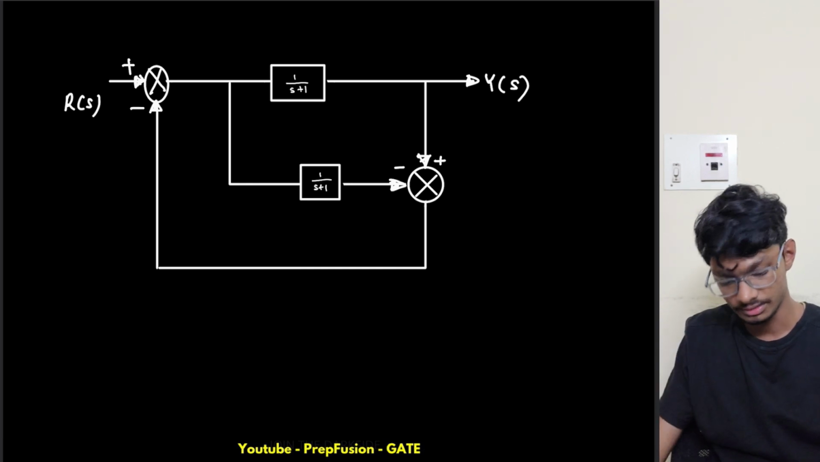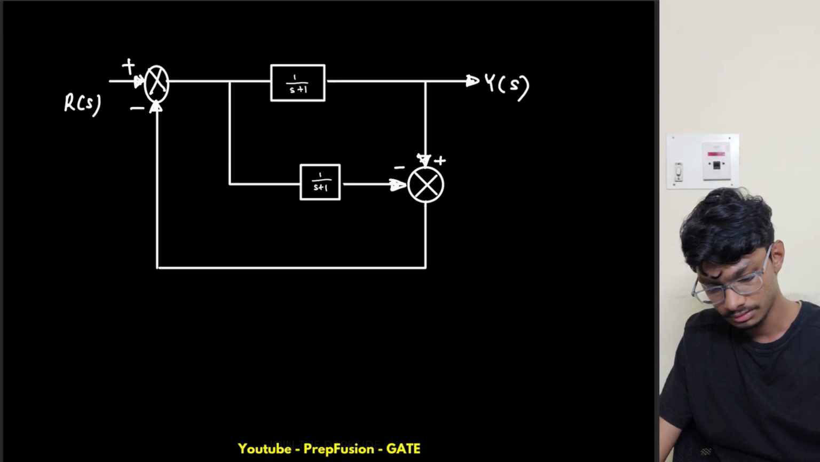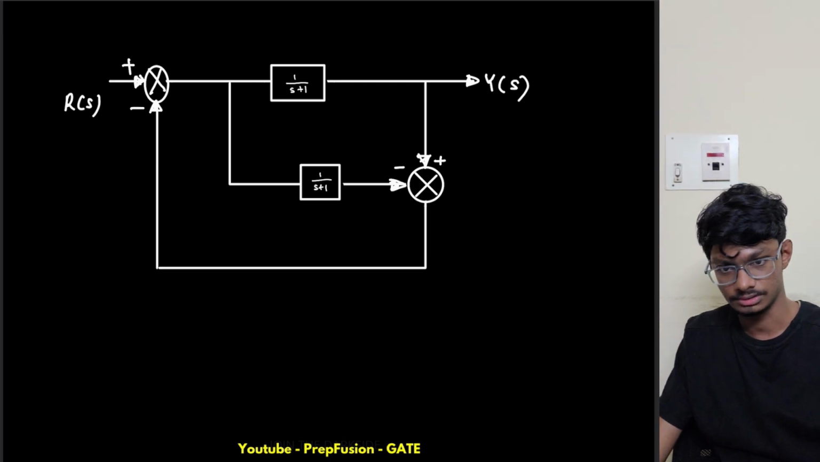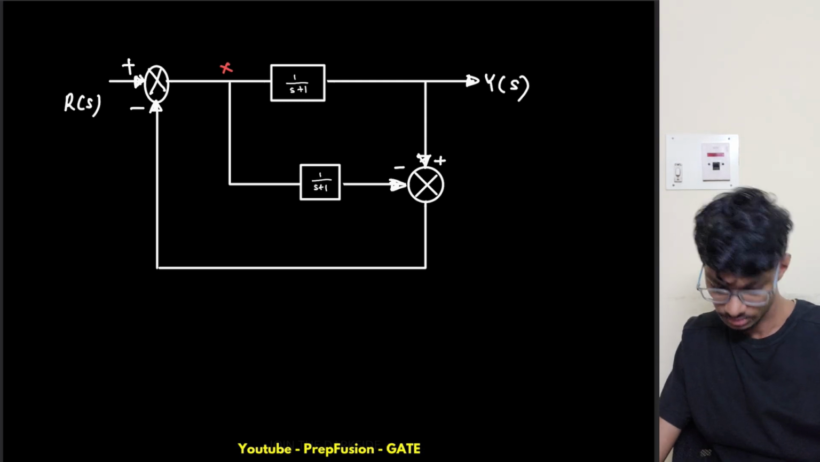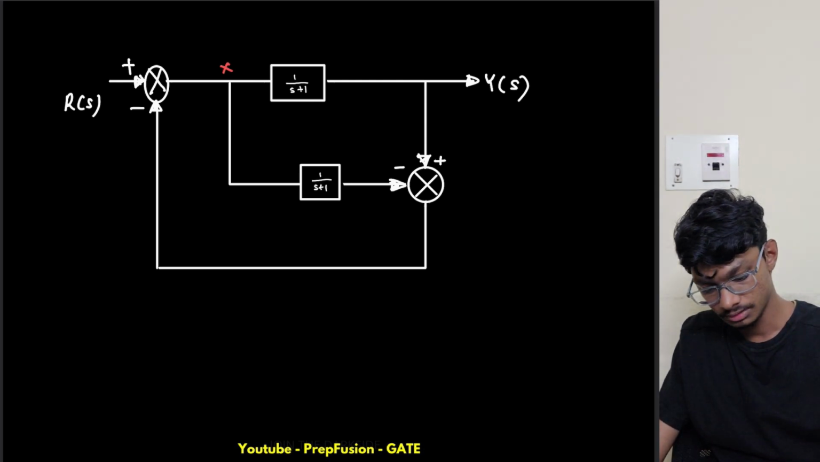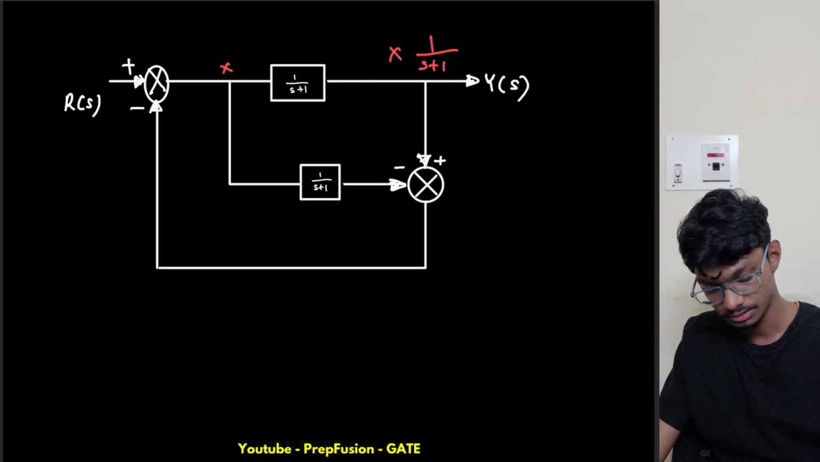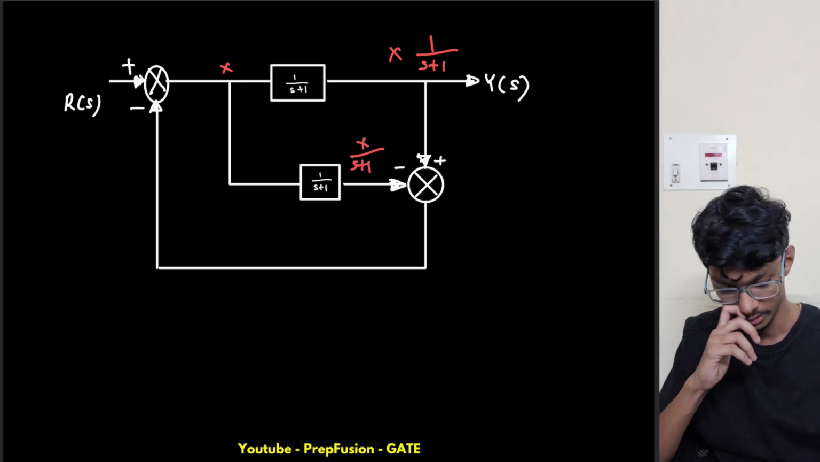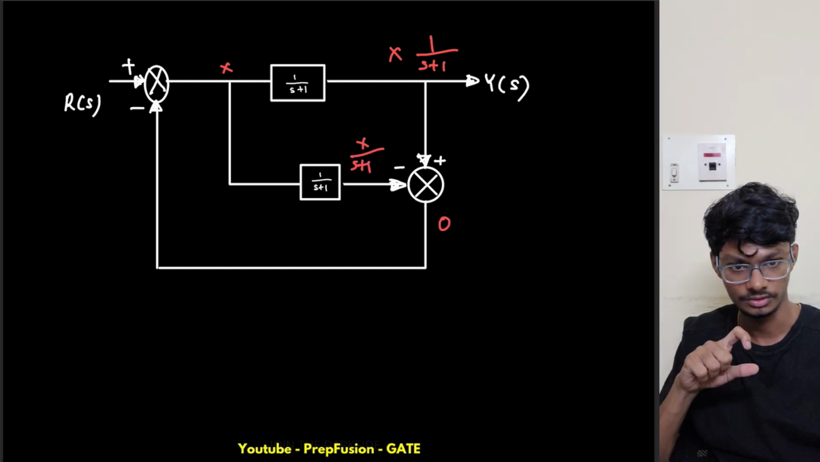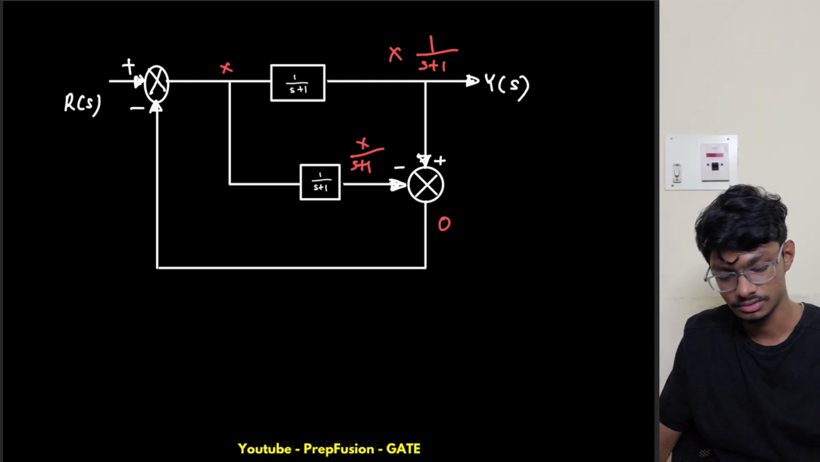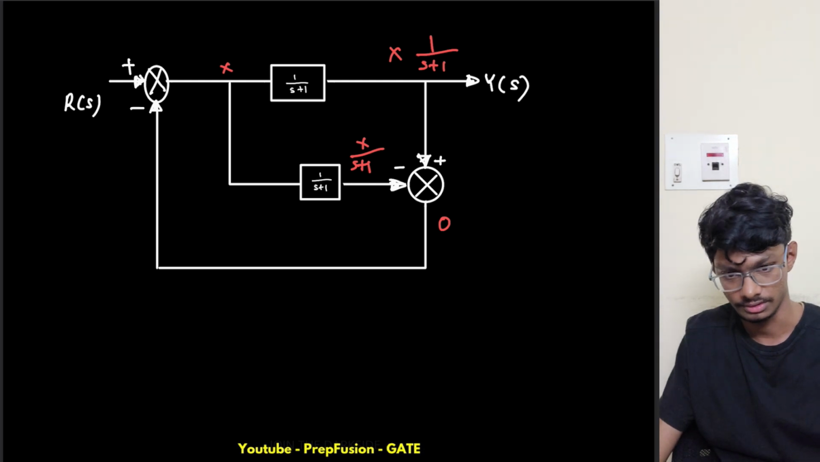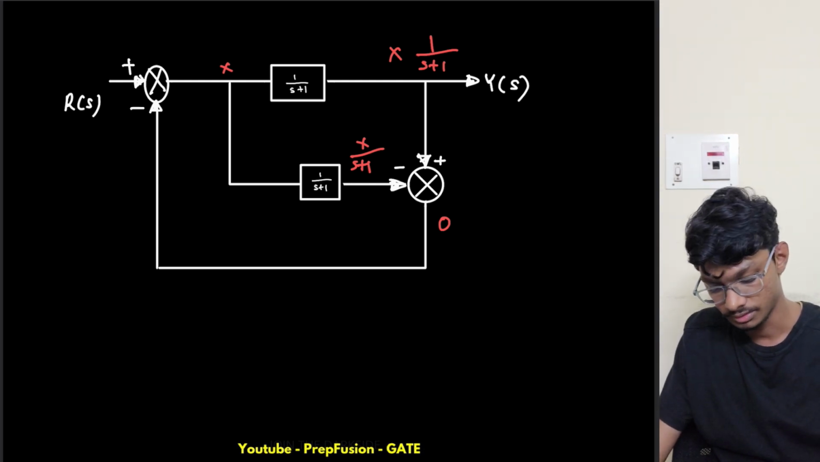What I can see over here is, if I assume this point as x, what will happen? This is x times 1 by s plus 1, and this is also x times 1 by s plus 1, and this is getting subtracted. So here I have 0. So what is x equal to? x equals 0 only, right? Wait, let me solve this equation.